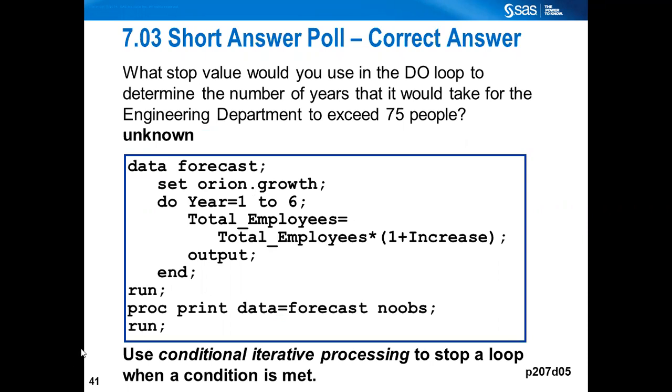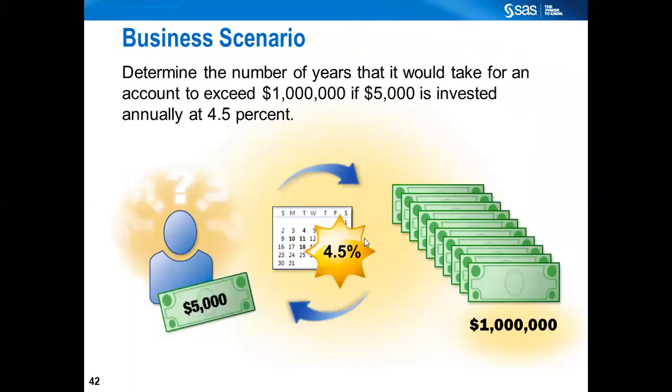Use conditional iterative processing to stop a loop when a condition is met. So you cannot use a conditional IF statement in this DO loop. We are going to give instructions in the loop itself about when it has to stop, when it meets a condition. Let's understand the same thing with this scenario.